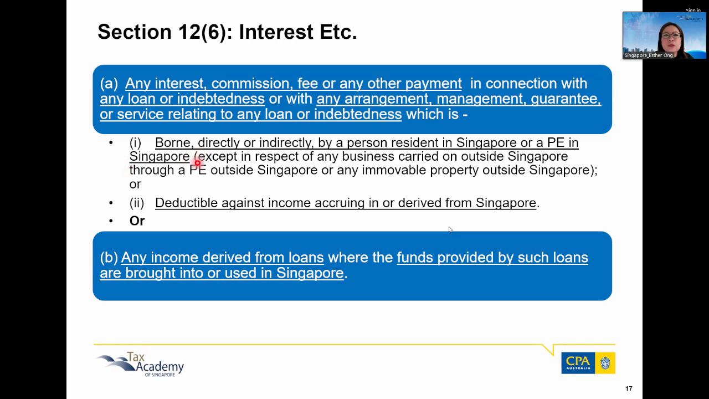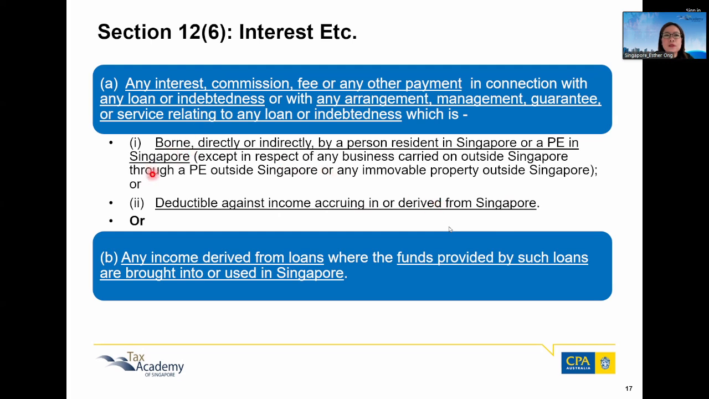There is an exception: unless it is in respect of any business carried on outside Singapore through a PE outside Singapore, or any immovable property outside Singapore. So unless it falls under the exception, if it is borne directly or indirectly by a person resident in Singapore or PE in Singapore, these two types of payment will be subject to withholding tax. There's also another condition, so it's an either-or condition. If the first condition is not satisfied, we also need to see the second condition, whether it is deductible against income accruing in or derived from Singapore.